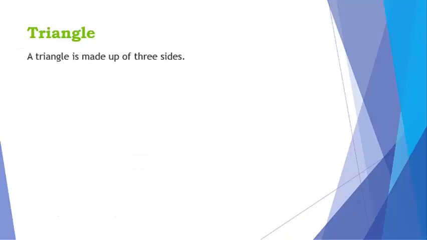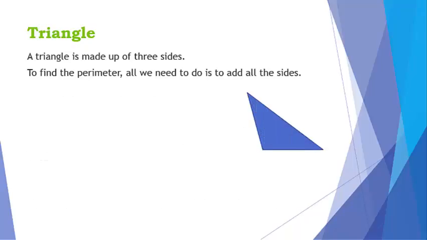Triangle. A triangle is made up of 3 sides. To find the perimeter, all we need to do is to add all the sides. So the perimeter will be equal to side A, added to side B, added to side C.